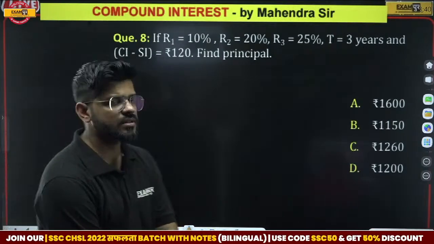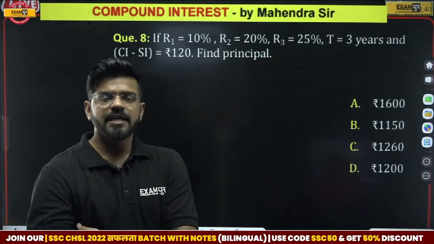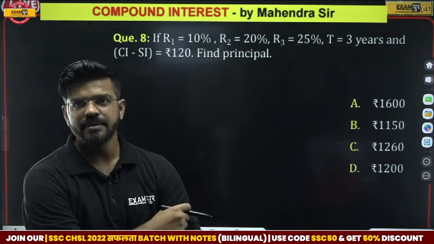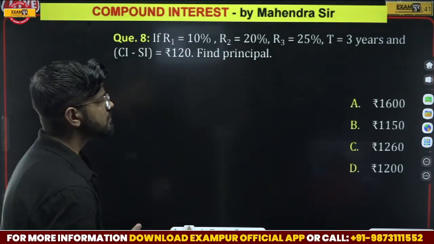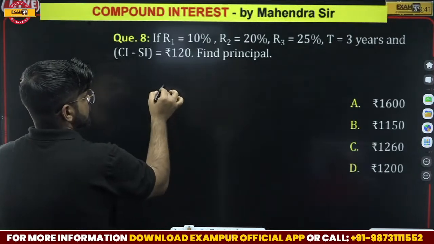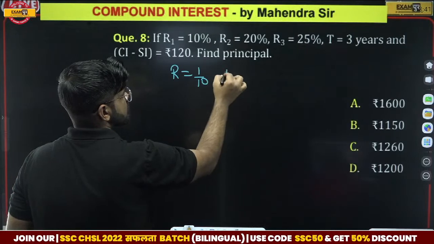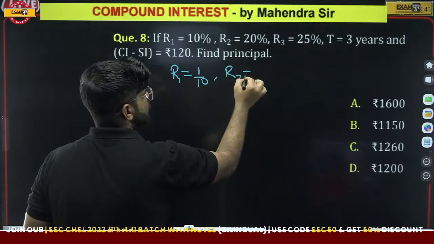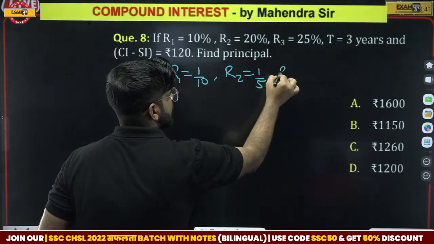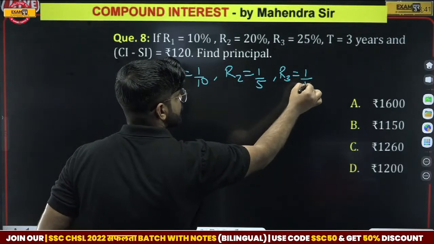The next question is for 3 years. Just tell me the answer of this question now. So here R is what? R1 is 1 by 10, R2 is 1 by 5, and R3 is 1 by 4.